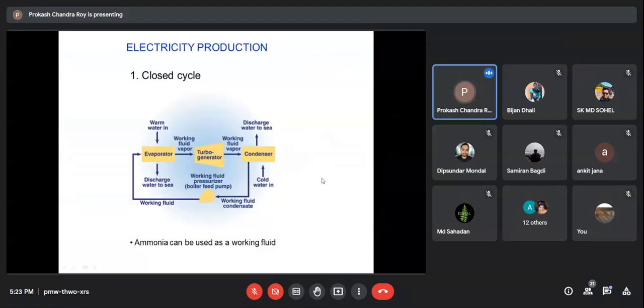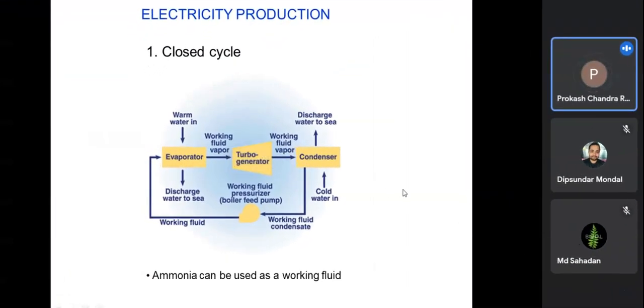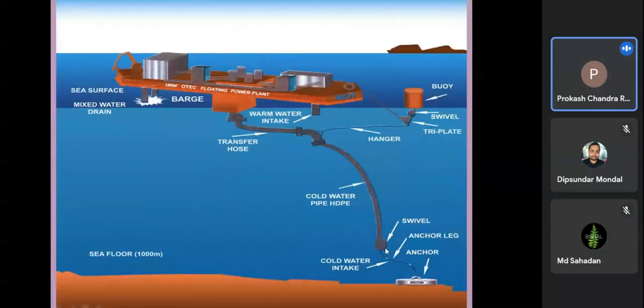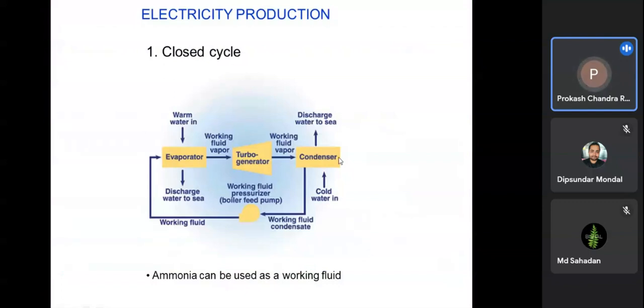These systems may be operated in a closed cycle manner. How? You have cold water in and cold water out. The cold water is taken from the bottom location and comes to the condenser, and the other fluid is the working fluid. In most cases it is ammonia. You know, ammonia is basically used as a refrigerant. Here, that ammonia will be utilized.